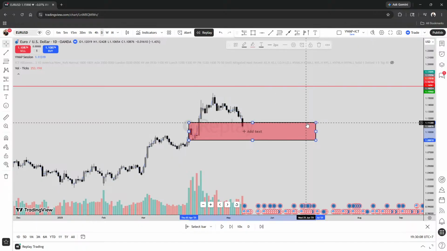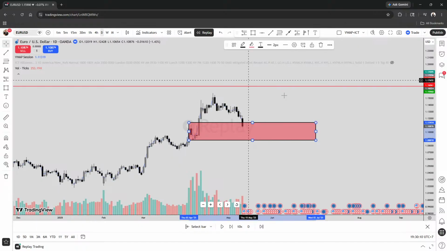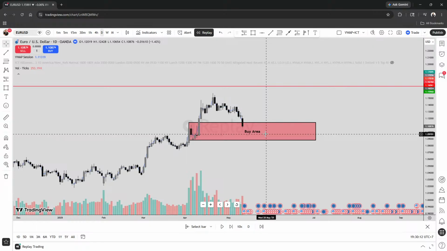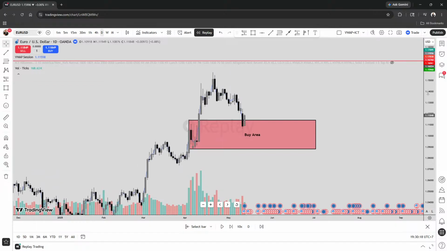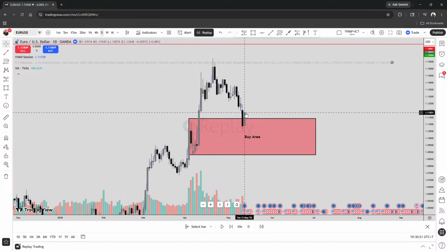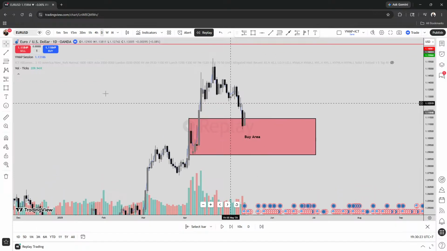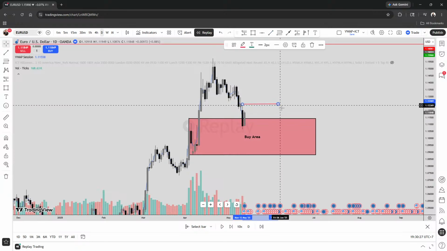Yeah, this is what I meant. You can name it a buy area, the key levels, and then we can see this candle pattern, the inside bar, like this. This is the inside bar. So the next candle breaking this high, we can enter. That's the confirmation. Okay, so we can enter after that.